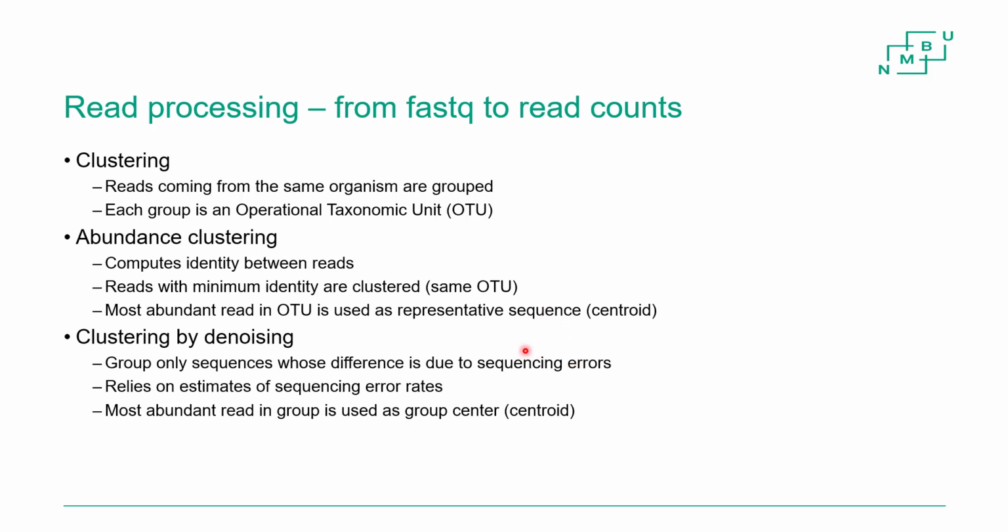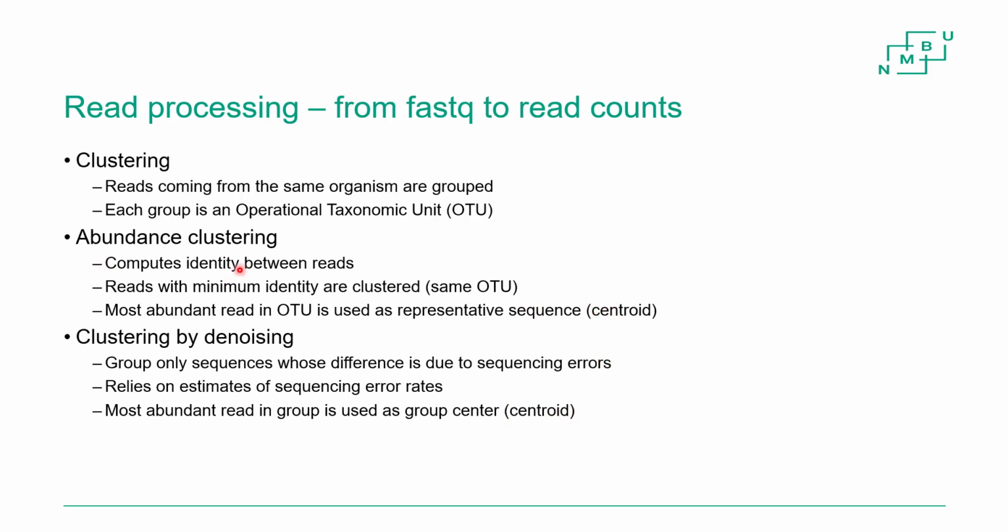And then there are clearly variations between them. But here we try to only look for the sequences whose difference is due to sequencing error. In order to do that, we have to have some estimates of sequencing error rates, and that we can actually do from the same data. And the most abundant reads in the group are again used as cluster centroid. So that's the same between these two then.